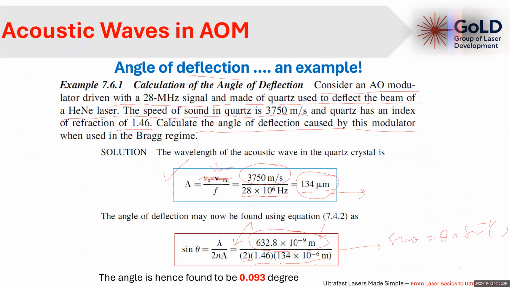You can find out lambda, which is the capital lambda. We are saying the wavelength inside the crystal. Okay, and from this wavelength, you can easily find out this angle of deflection. Okay, the wavelength of the helium neon laser which passes through, and the wavelength inside the crystal is this one, and you put the values and you can get this theta deflection angle.